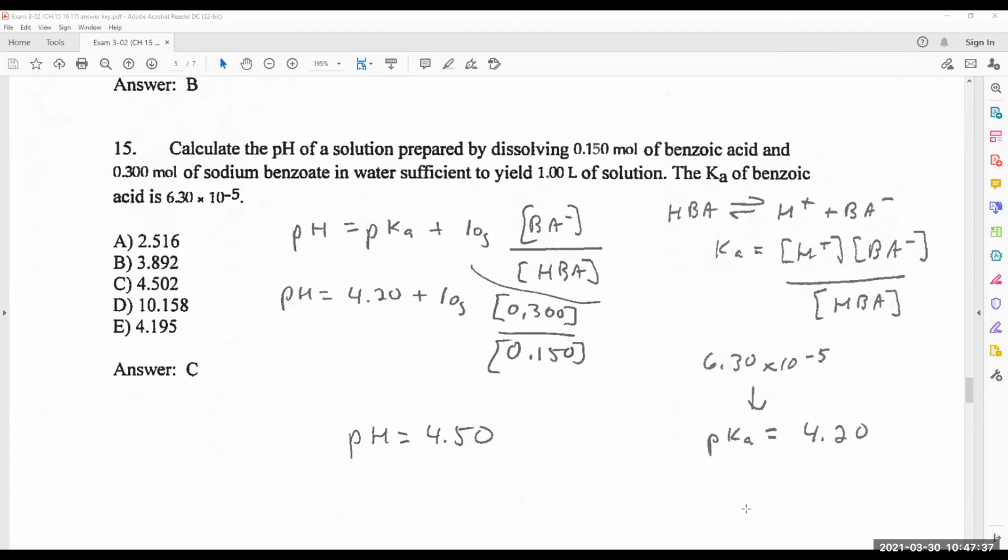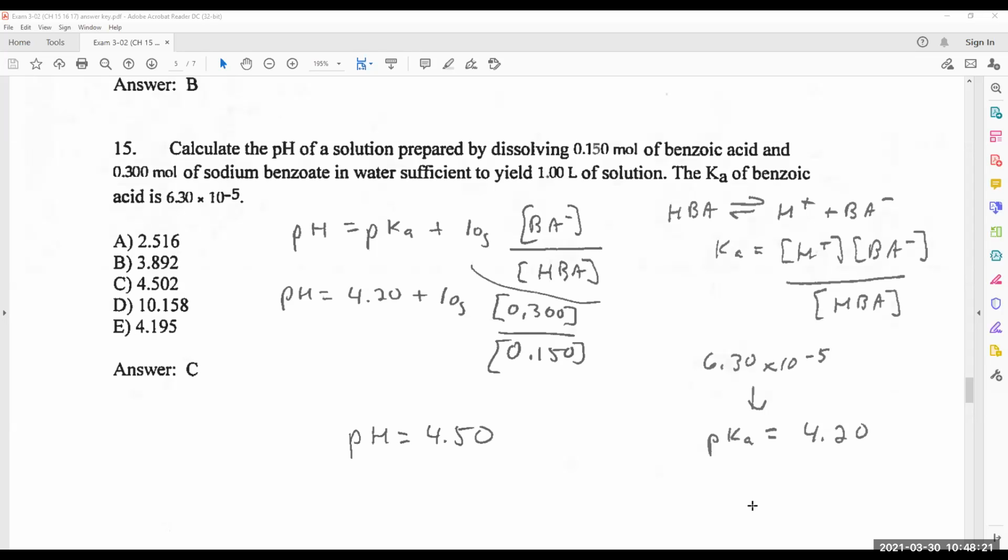Number 15, calculate the pH of a solution prepared by dissolving 0.150 moles of benzoic acid and 0.3 moles of sodium benzoate in water to yield a 1 liter solution. And then we're given that the Ka of benzoic acid is 6.30 times 10 to the minus 5. So if we write out that dissociation, benzoic acid dissociates to hydrogen ions and benzoate ions. The key there is the coefficients are all 1. And then we can write an equilibrium expression as well.